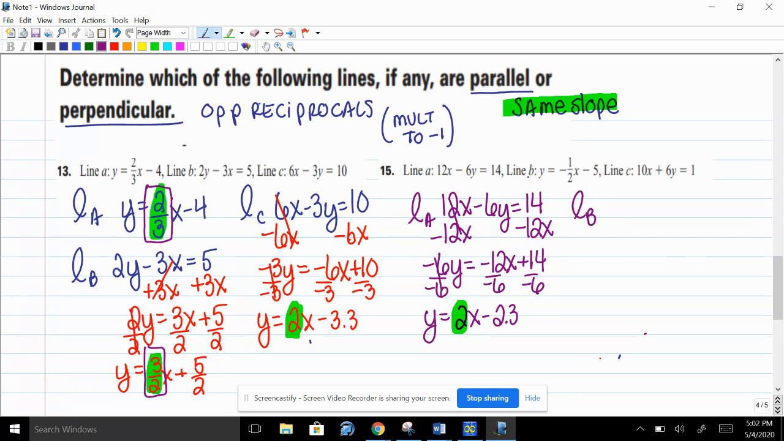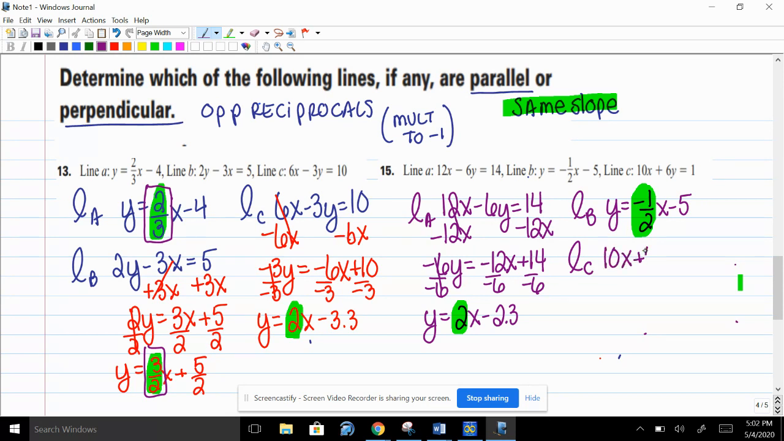Line B, okay, we got y is equal to -1 over 2x minus 5. They did us a favor in line B. They have it in slope-intercept form. There it is. And then last but not least, I got line C.